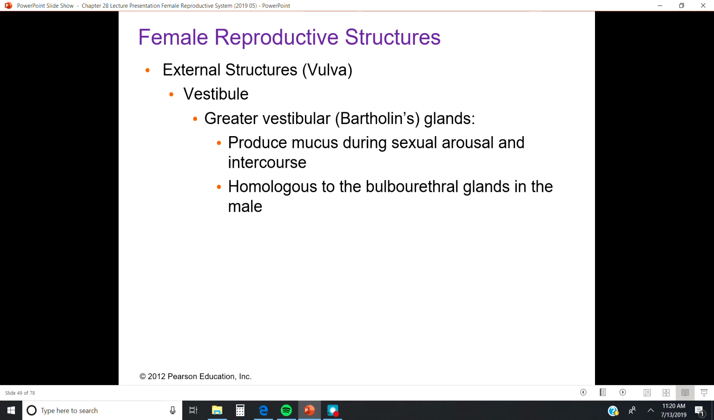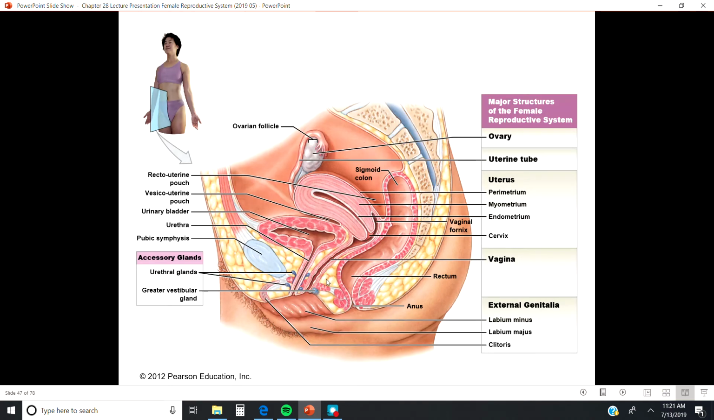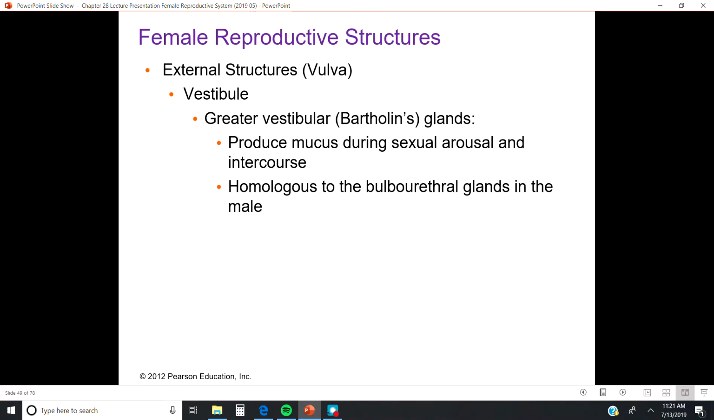So for that one, let me go backwards. This is the vaginal canal right here. We can see that. Here's the fornix. Here's the posterior fornix way back here. And notice opening into the vaginal canal right there are the Bartholin's glands. So that's going to be the greater vestibular glands. Again, similar to, or homologous to, the Cowper's or bulbourethral gland in the male.